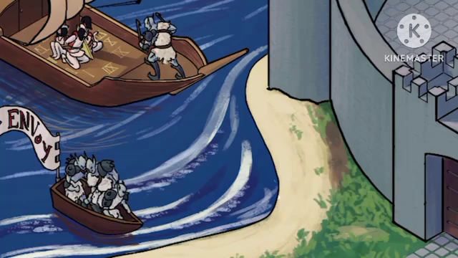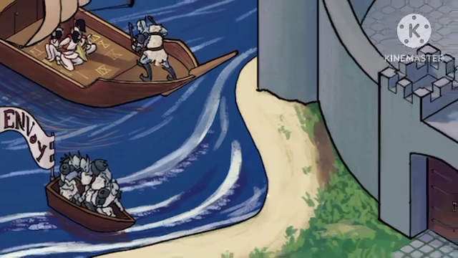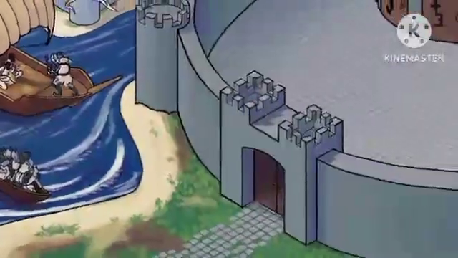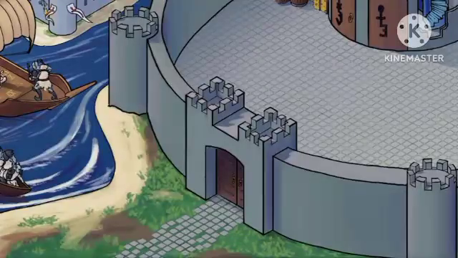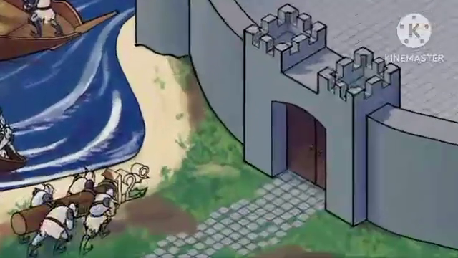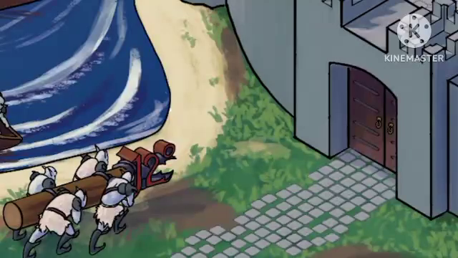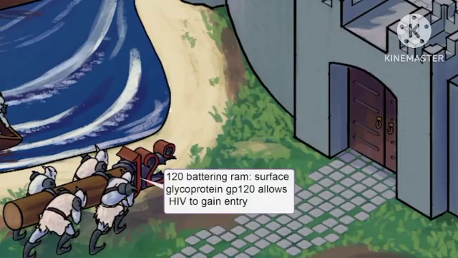Here's where 2 important antiviral drugs come into play: entry inhibitors and fusion inhibitors. The outer wall of Camelot will represent our defending host cell membrane. And let's first focus on the main gate and highlight the activity of entry inhibitors. For HIV to infect a cell, its surface glycoprotein GP120 must bind to the host cell's CD4 molecule and a chemokine receptor, CXCR4 or CCR5. This GP120 is like HIV's army battering ram. And notice that we've incorporated the number 120 into its design.